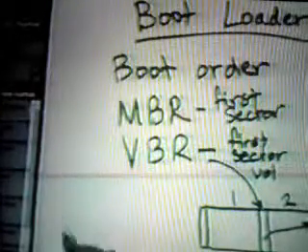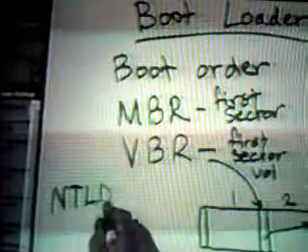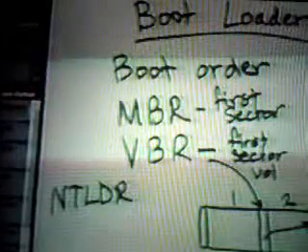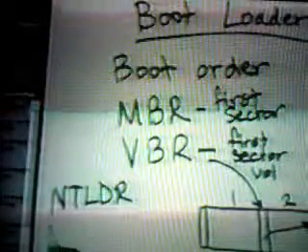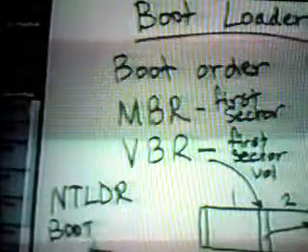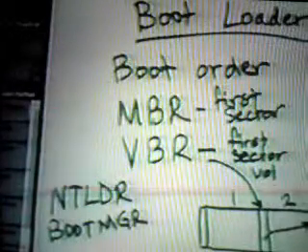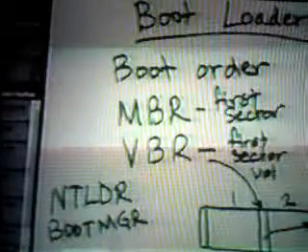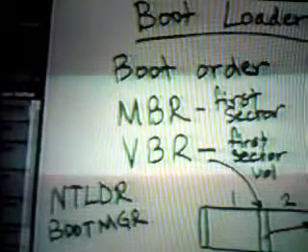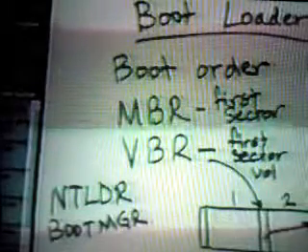For Windows XP and earlier, the bootloader program is called NTLDR, or in other words, NTLoader. For Windows Vista and higher, the bootloader program is called BOOTMGR, or Boot Manager. Once the BIOS has located the location for the bootloader code, it executes the bootloader program and passes control of the computer over to the bootloader program.